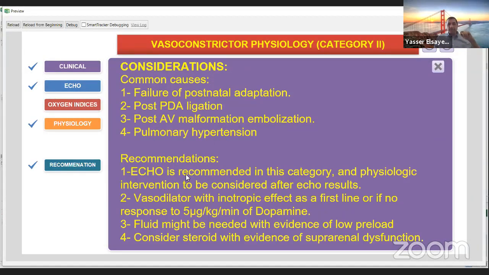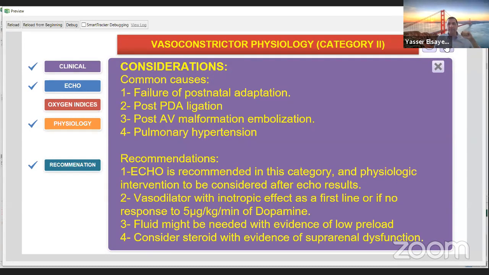Recommendation in this case: echo is mandatory because you need to assess heart filling, contraction, performance, and calculate systemic vascular resistance. And a vasodilator with inotropes, not a vasopressor, is the medication that makes sense in this case. If you start on dopamine of 5 mics as your common approach and increase to 10, don't keep increasing the dose up to 20, 30 while the infant is worsening. If the infant is worsening with the increased dose, it means that you are going in the wrong direction. So you have to revise your approach instead of just keeping on increasing the dose or adding more medication.